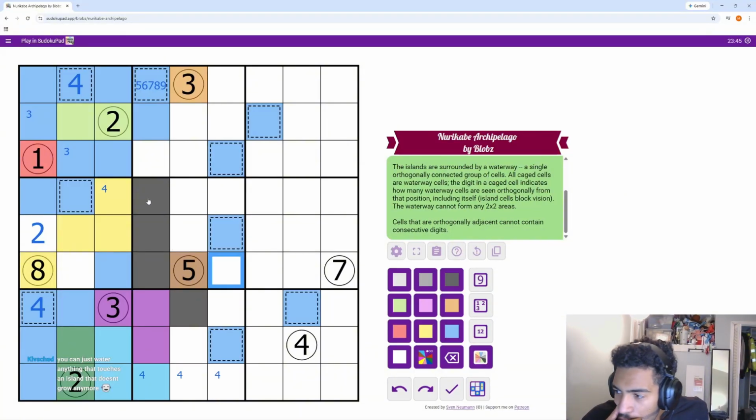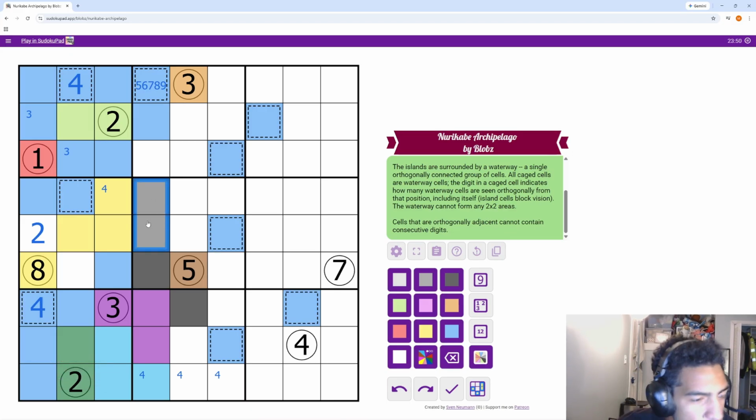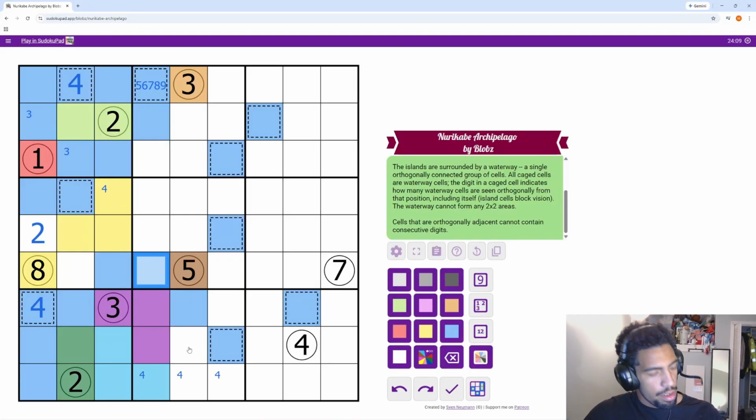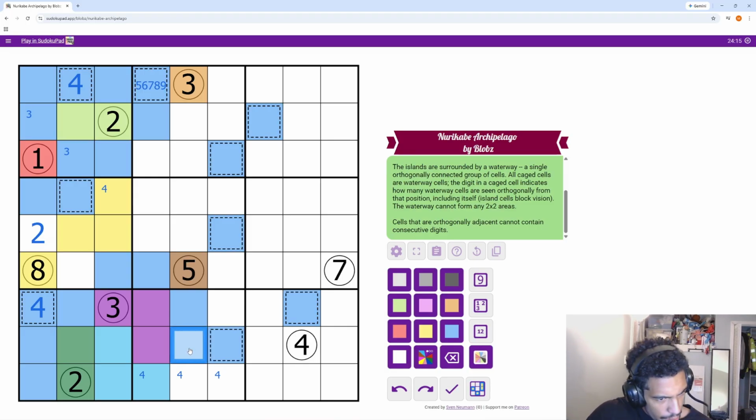You can just water anything that touches an island that doesn't grow anymore. Yeah. These two I can't, because yellow could still grow, but I can make this blue, because if it was an island, it would touch the other island, and if this was an island, it would touch the other island. Right. Now, that means that this is also blue, because my 3 can't get there, and if anything else was to get there, although it can't because of the numbers, it would touch the 3.